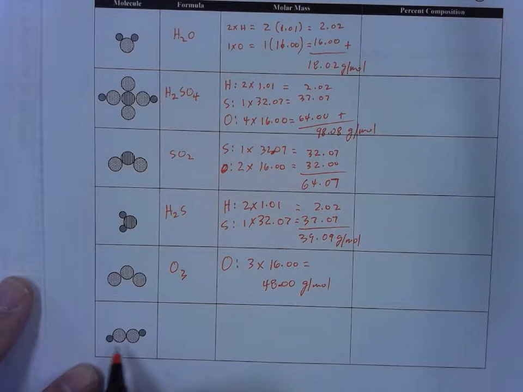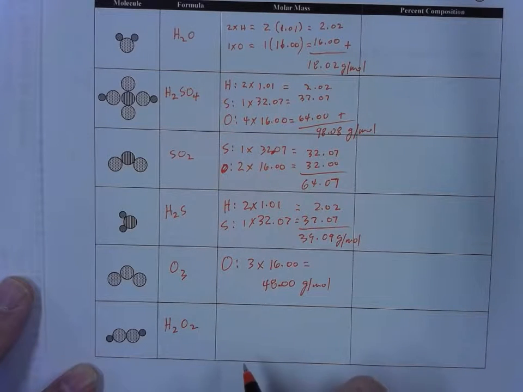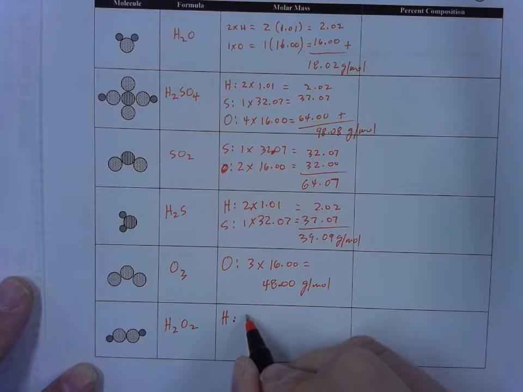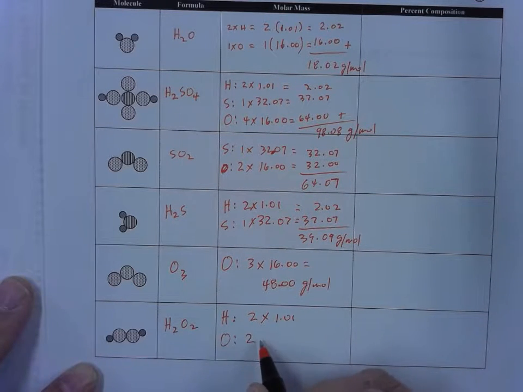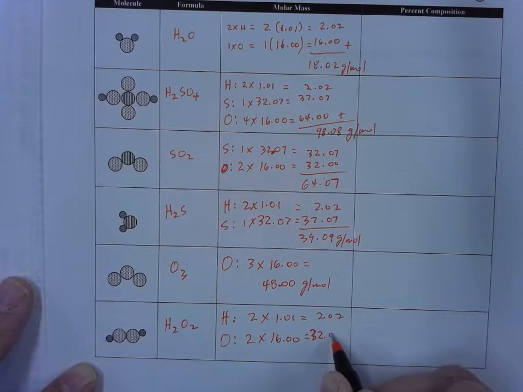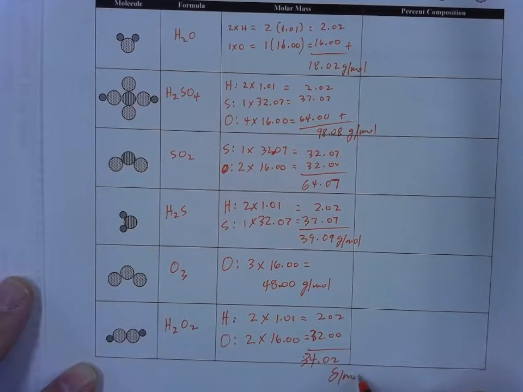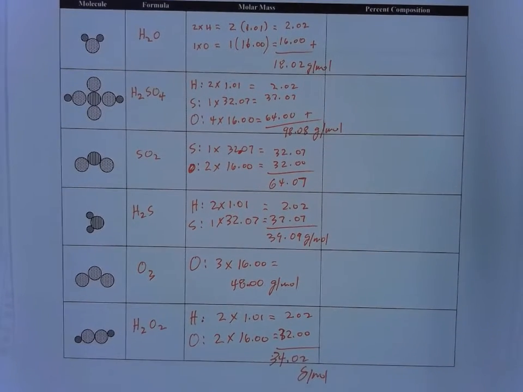And last up, we've got H2O2. Again, we're going to put the H's first. So H2O2, hydrogen peroxide, by the way. So that's going to be 2 times 1.01. And for our oxygens, 2 times 16.00. 2.02 and 32.00 for a grand total of 34.02 grams per mole.